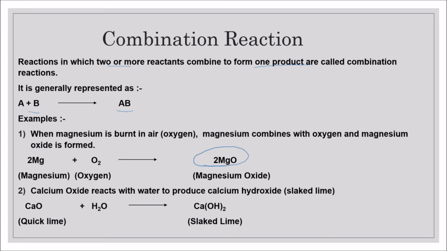Let's see one more example. If calcium oxide is reacting with water, it is producing calcium hydroxide. So in these examples, we can see two or more reactants are forming a single product. These are called combination reactions.